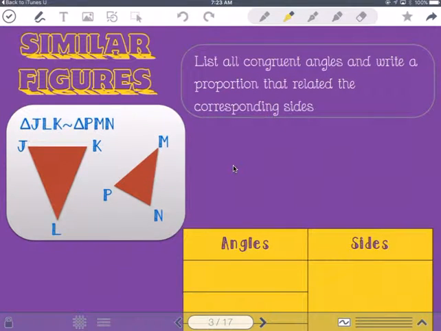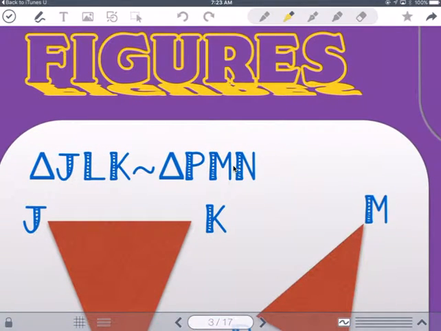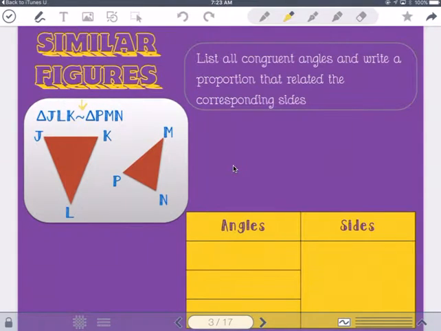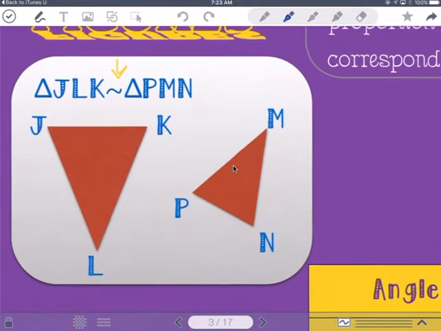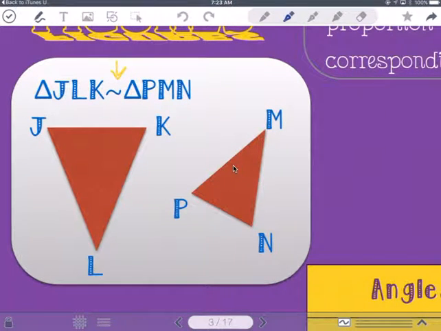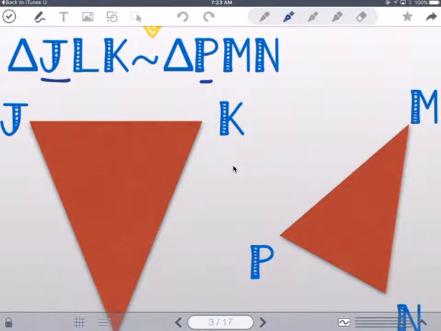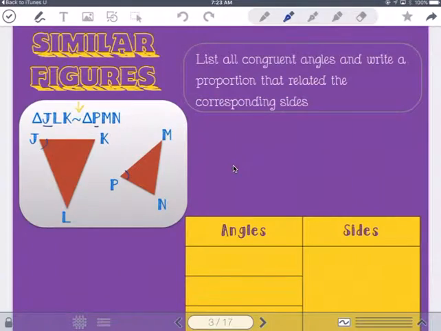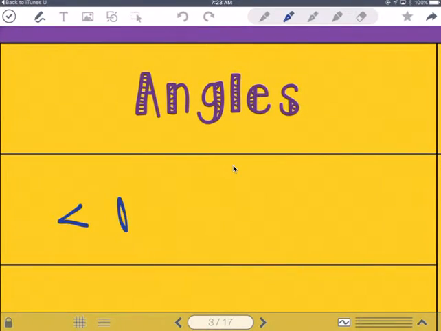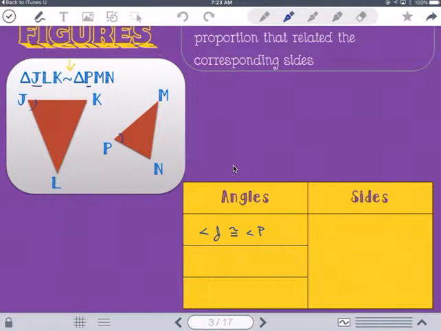All right, so let's do an actual example. So this says that these two figures are in fact similar. There's a little marking here. It says list all congruent angles and write the proportion related to the sides. Okay, so if you look here, J is going to relate to P. So I'm going to just mark it on here and mark it down here. J is congruent to P. Remember, your angles are still congruent.